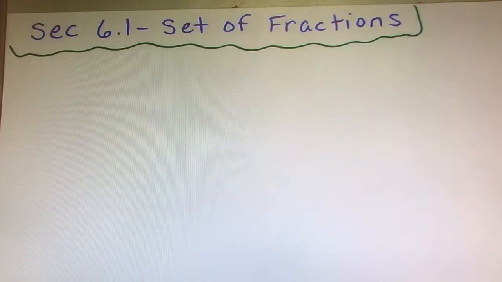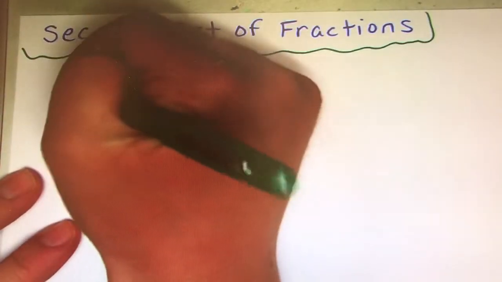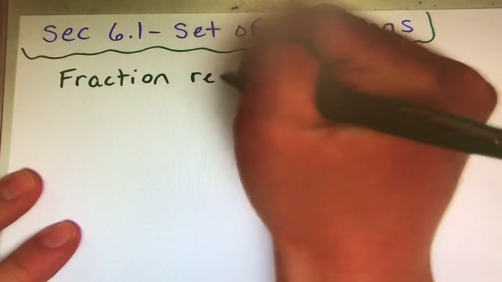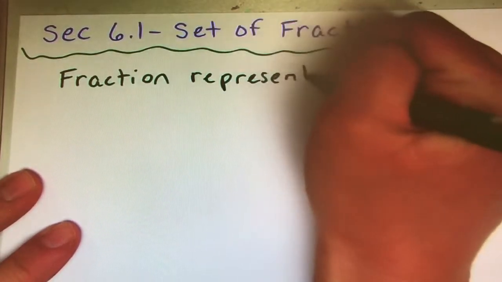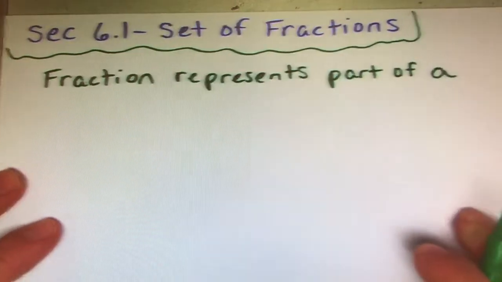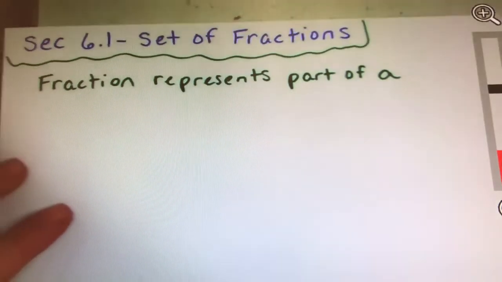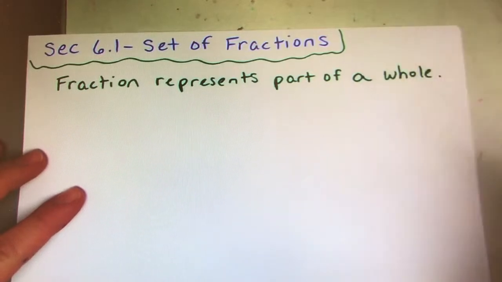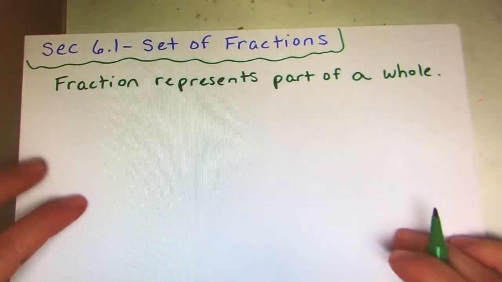So today we are doing section 6.1 and we're going to talk about basically an introduction to fractions and do several different things with fractions. So first of all, we need to know what a fraction is. A fraction represents part of a whole. I'm going to zoom out a little bit. A fraction represents part of a whole. A whole meaning a whole circle, a whole pie, a whole pizza, whatever it may be.